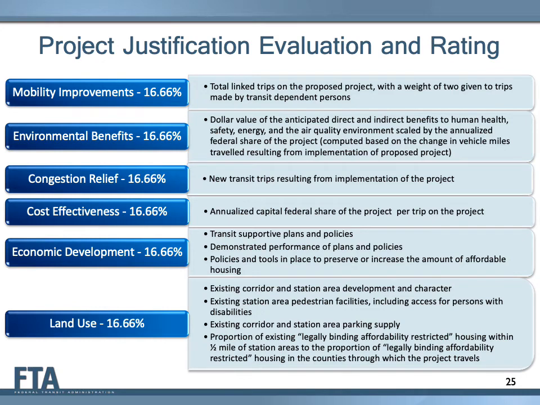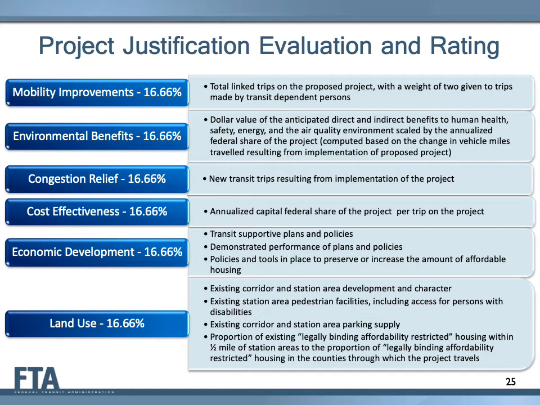This slide shows the 6 project justification criteria in law and the measures used to calculate each. FTA's CIG policy guidance on the FTA website describes in detail the measures, explains exactly how they are calculated, and provides the thresholds for ratings from low to high. Mobility improvements: FTA evaluates mobility improvements as the total number of linked trips using the proposed project, with a weight of 2 given to trips that would be made on the project by transit-dependent persons.